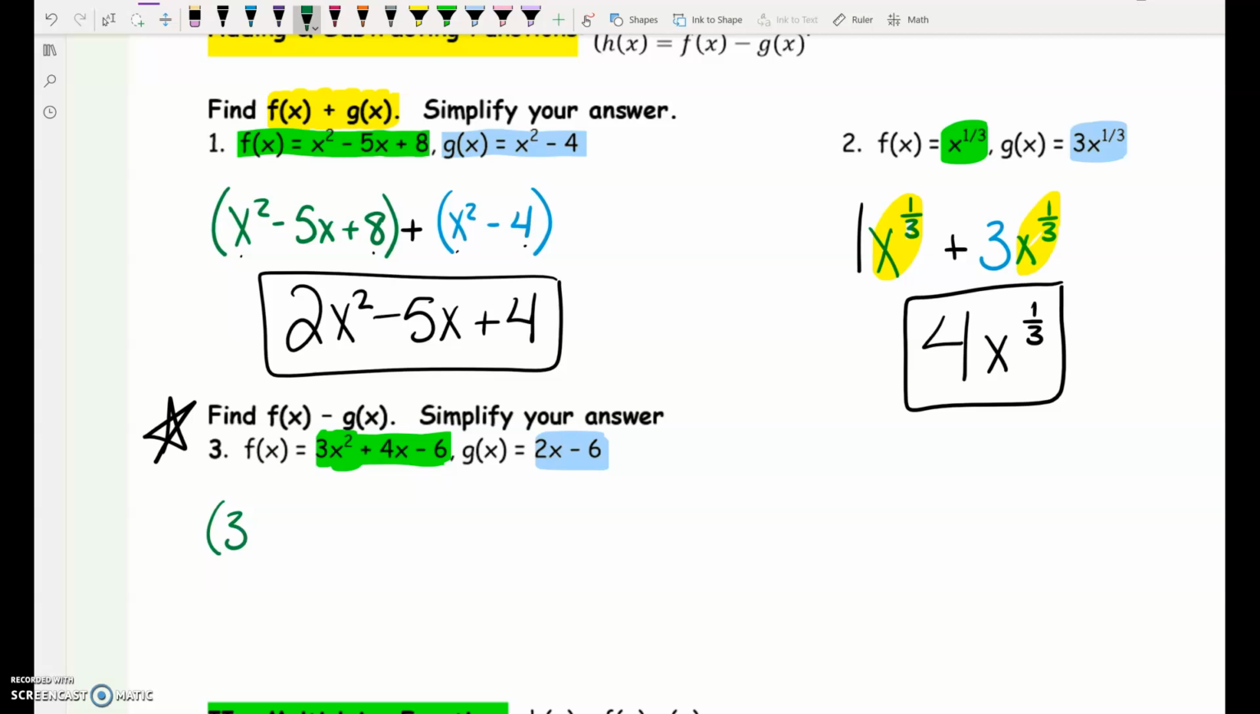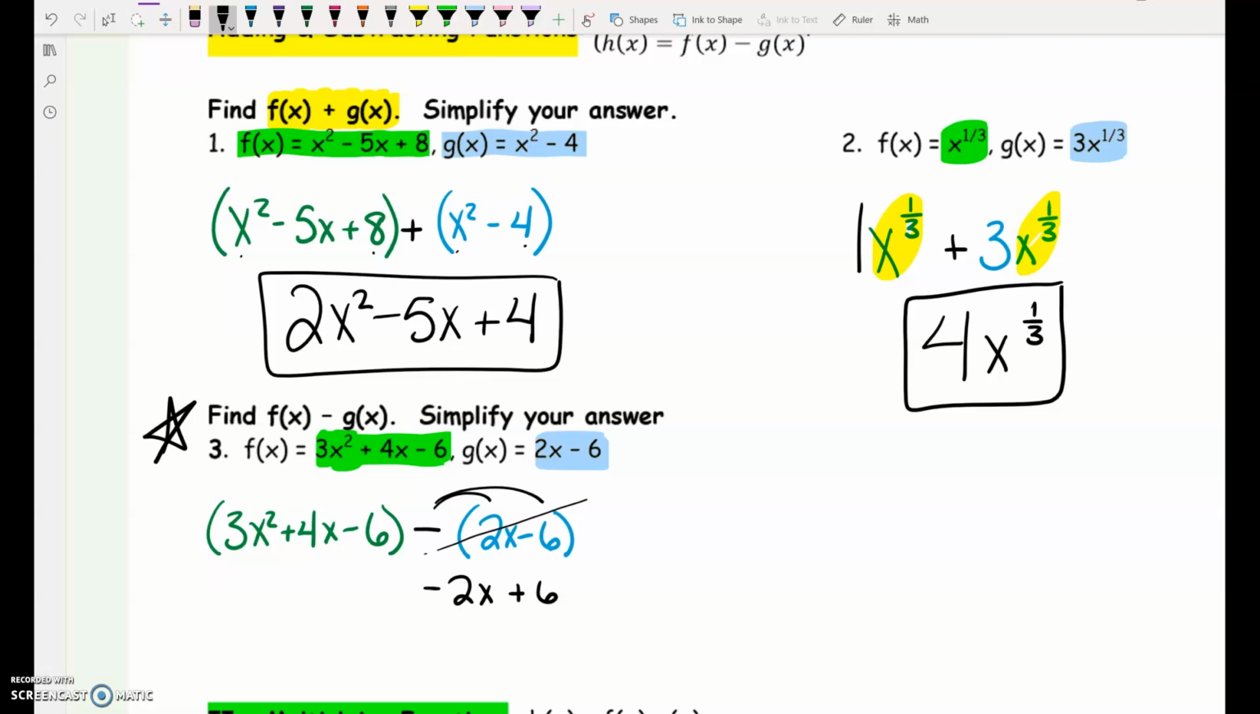We are doing 3x squared plus 4x minus 6 minus the entire function 2x minus 6. You have to subtract all of the g function. That means we need to subtract the 2x. We also need to subtract the negative 6. So we need to distribute this negative, and what we're really doing is minus 2x and plus 6, because we have to subtract the negative 6. So I like to just write this underneath and then kind of cross this off so I know that I've already dealt with that negative.